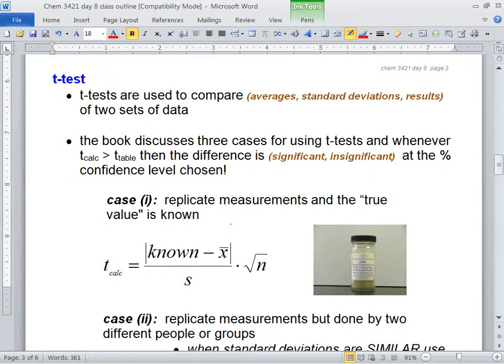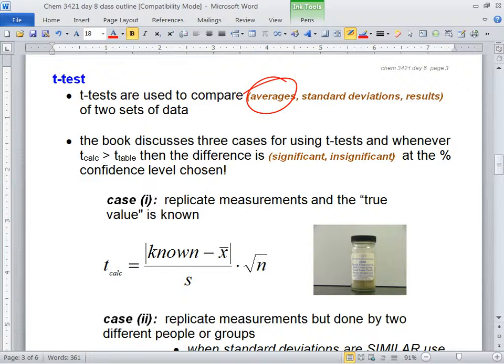T-tests. Now, what's the point of a t-test? Let's see if Ida can tell us here. T-tests are used to compare blank of two sets of data. Averages. Very good. Okay, so the book discusses 3 cases for using t-tests. So you are comparing averages of 2 sets of data. So they're coming up with 3 possible scenarios here.